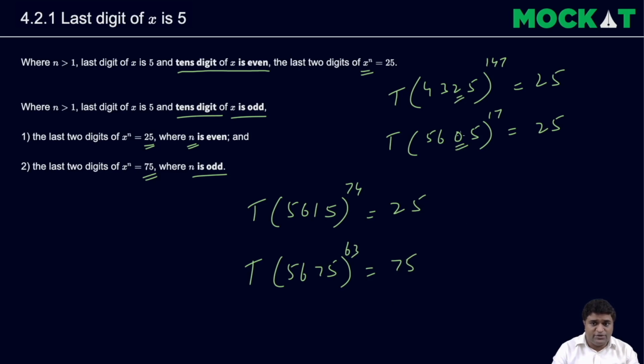If the tens place is going to have an even number, it's always 25. If the tens place is going to be odd, then I have to check if the power is even or odd. If the power is even, then it remains 25. If the power is odd, then it becomes 75. Once again, the tens place is odd and the power is also odd. If both end up happening, then it's 75. For all other cases, it's 25.